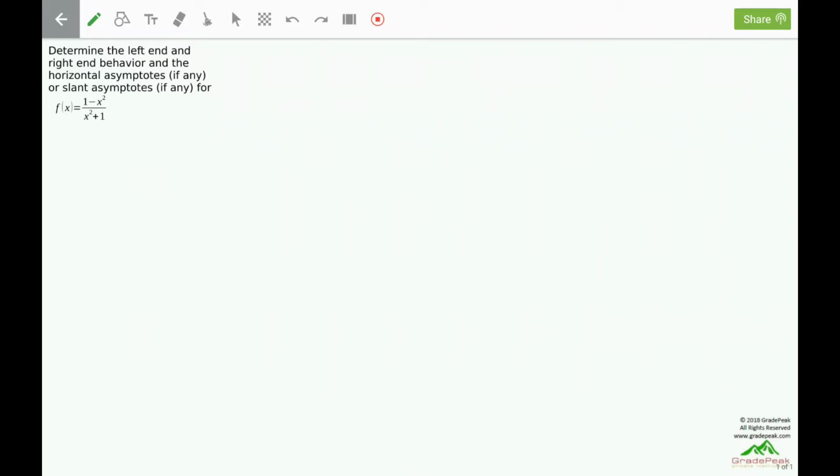Determine the left end and right end behavior in the horizontal asymptotes, if any, or slant asymptotes, if any, for f of x equals 1 minus x squared divided by x squared plus 1.